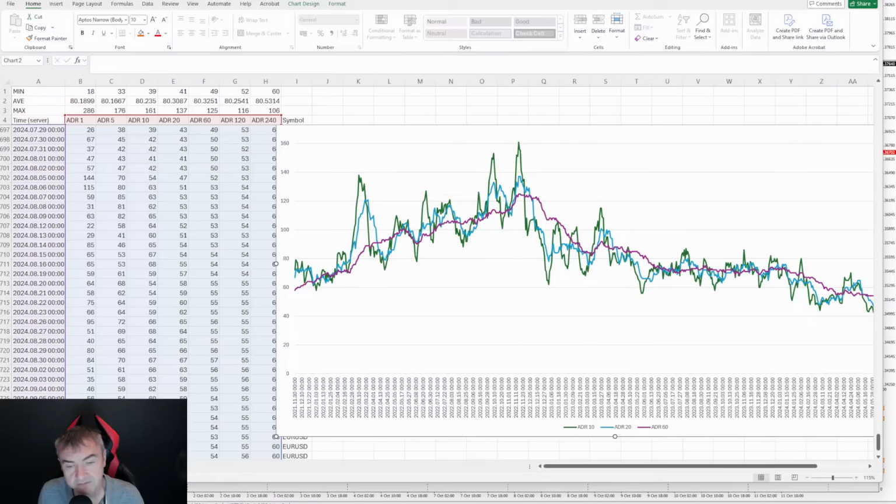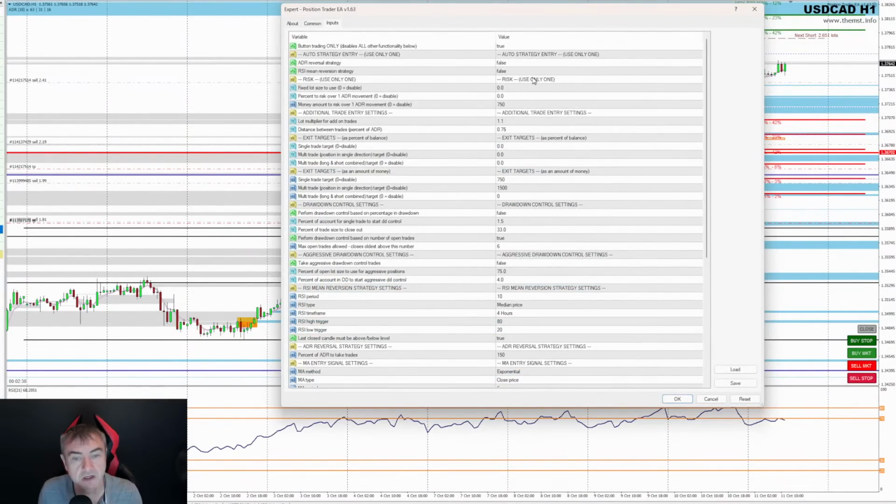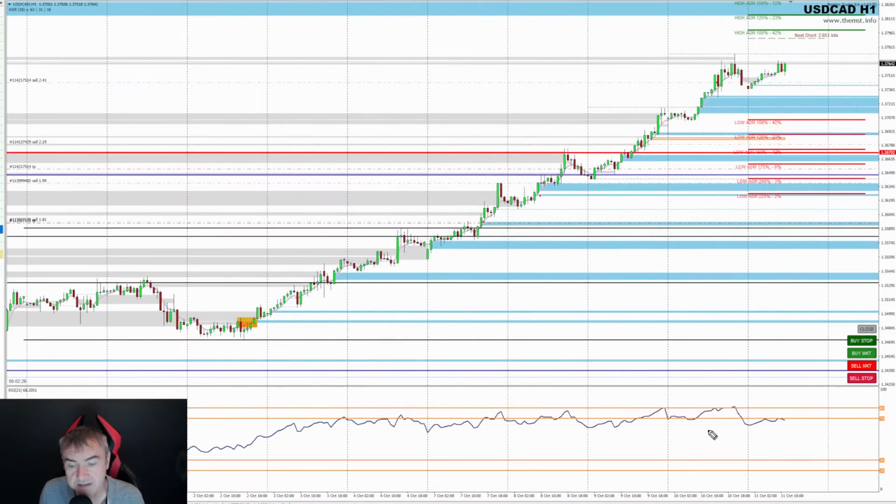So I've implemented ADR 60 for my entries. First of all, it doesn't impact entries. The entry criteria on the position trader EA and the market reversal alerts EA is a condition based on RSI and reversal alert or moving average cross. So the only thing that changing from ADR 10 to ADR 60 affects from your initial entry is the lot size. And the lot size is still based on the average movement of the instrument. It's just over a slightly longer period.